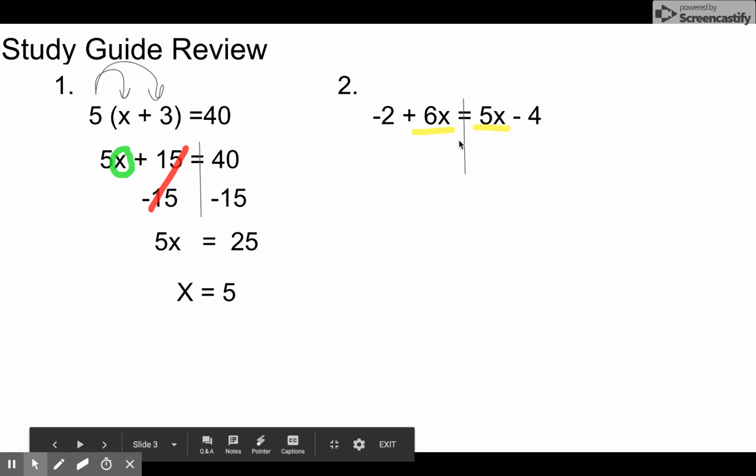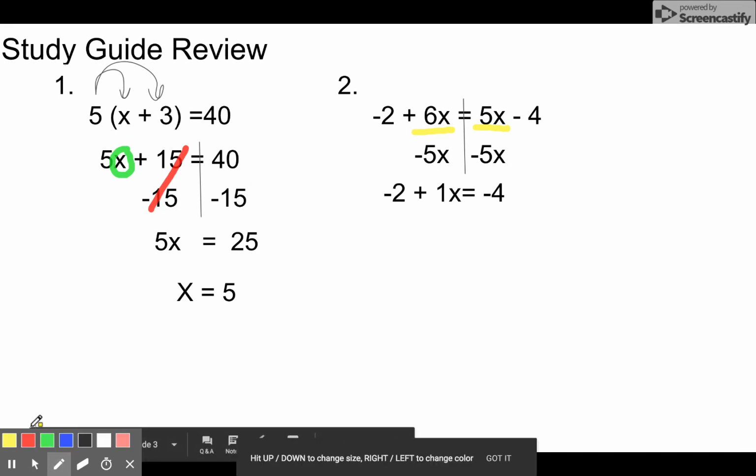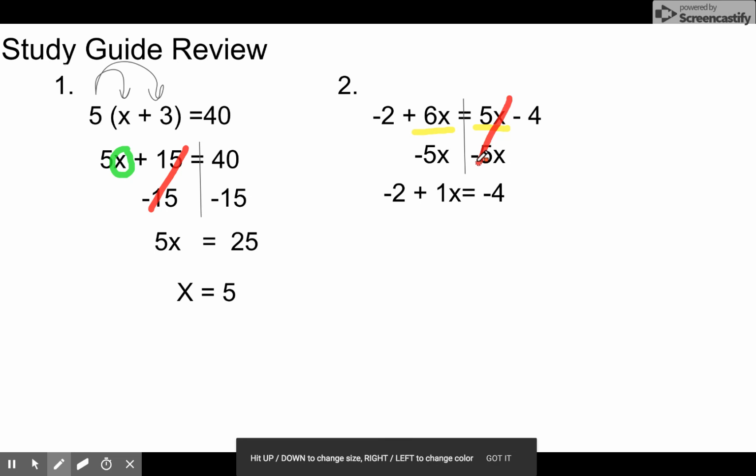You can't just move it over by adding it, you have to use the inverse of what's there. If it's a positive 5x, to move it to the other side, you need to subtract 5x from both sides. And you should subtract it from the like term. You can't subtract 5x from negative 2 because negative 2 does not have an x behind it. When we do 6x minus 5x, that's going to simplify to negative 2 + 1x = negative 4. I'm going to cross out the two 5x's to remind ourselves that's why we subtracted 5x from both sides, to get rid of these 5x terms.